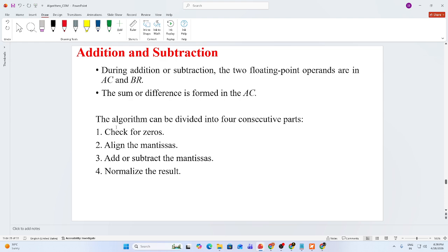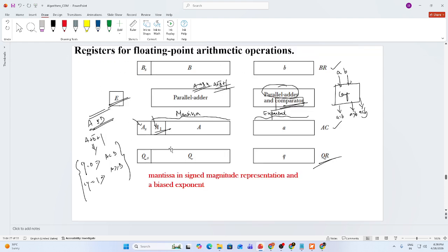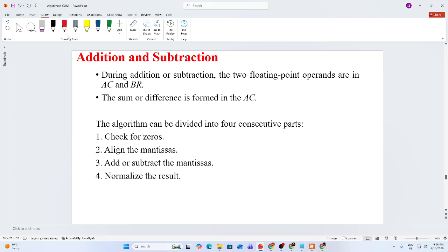These are the 4 steps in the addition and subtraction algorithm. What are the 4 steps? First, check for zeros. Why do we check for 0? Here one floating point number is in AC and another floating point number is in BR. I want to perform either addition or subtraction depending upon the problem. Again, AC may be plus or minus, and BR may be plus or minus, so I can have 8 conditions.